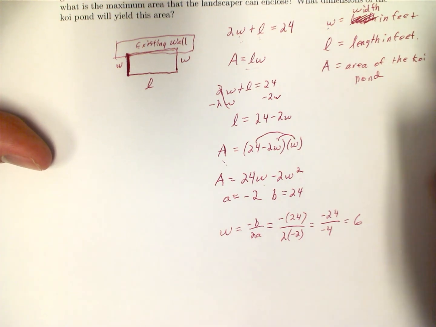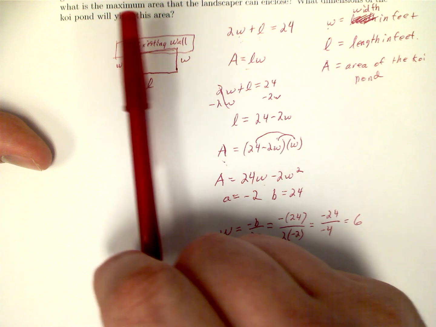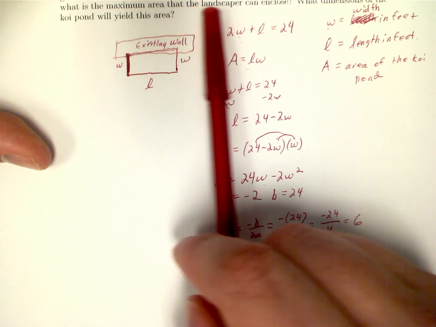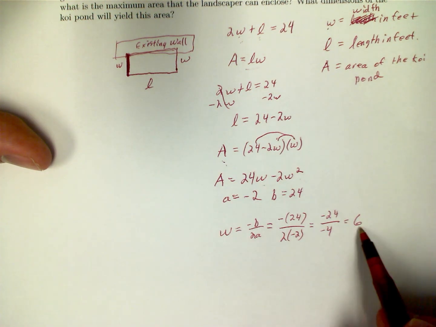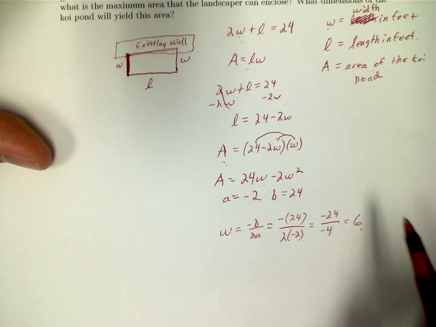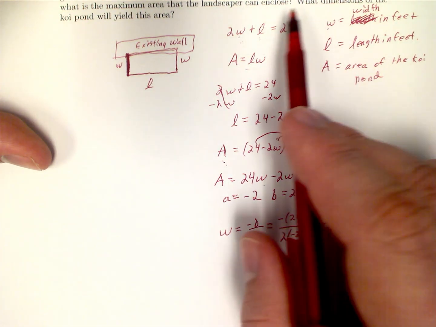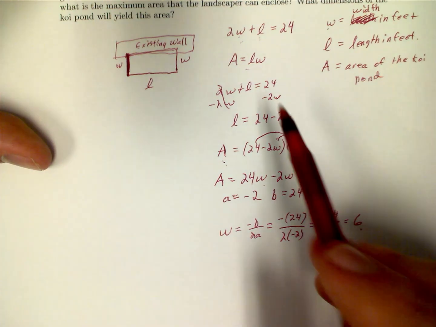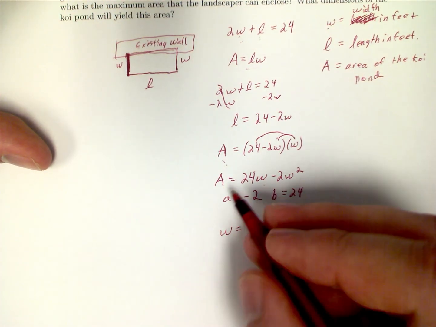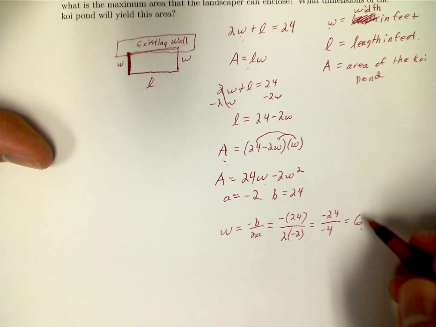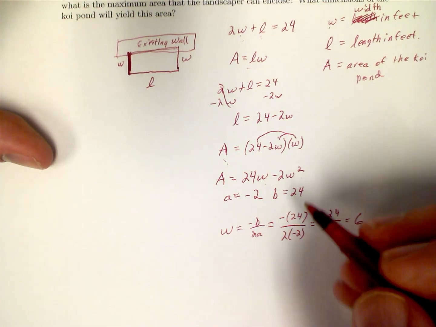All right, so let's go back. What is the maximum area that the landscaper can enclose? Well, we found the x-coordinate. Does that actually tell us? No. Before we do anything else, we need to plug this in and find what the maximum area is. It didn't say what is the width for the maximum area or what is the length.